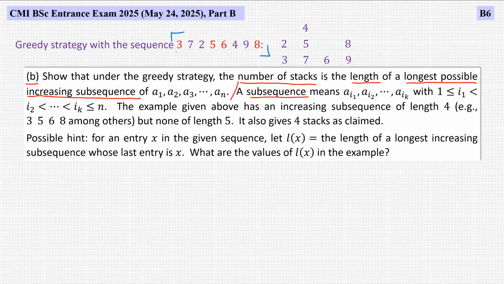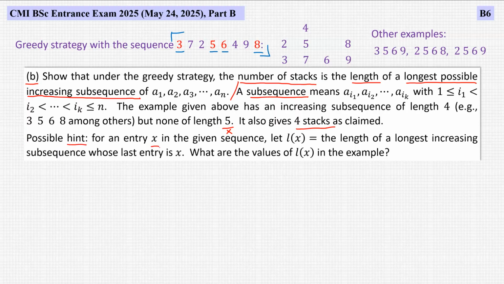For example, we have 3, 5, 6, 8, but this is not the only one, and you can find other increasing subsequences such as 3, 5, 6, 9, 2, 5, 6, 8, or 2, 5, 6, 9. However, none of the possible increasing subsequences can have length 5. So the maximum possible length is 4, and it also gives 4 stacks as claimed. And we are going to use the hint.